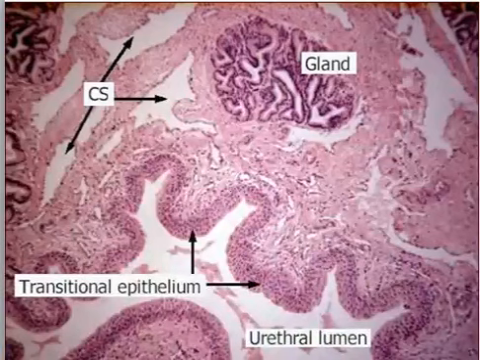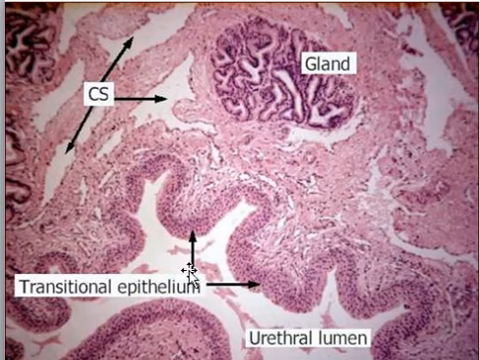And you see here the histological layers of the urethra. This is the lumen, and this is the transitional epithelium. Then we have a highly vascularized area, which is the spongy urethra, and it contains urethral glands.